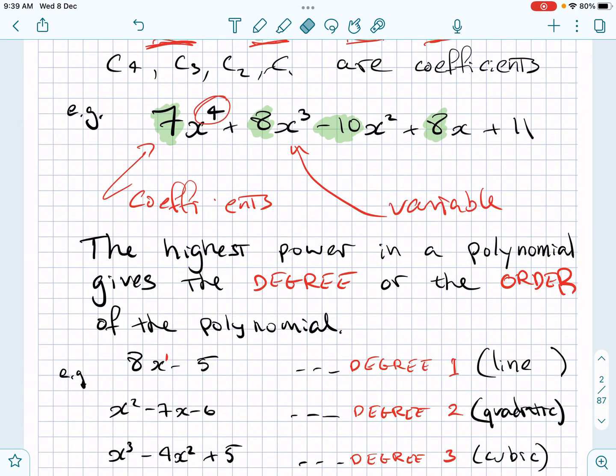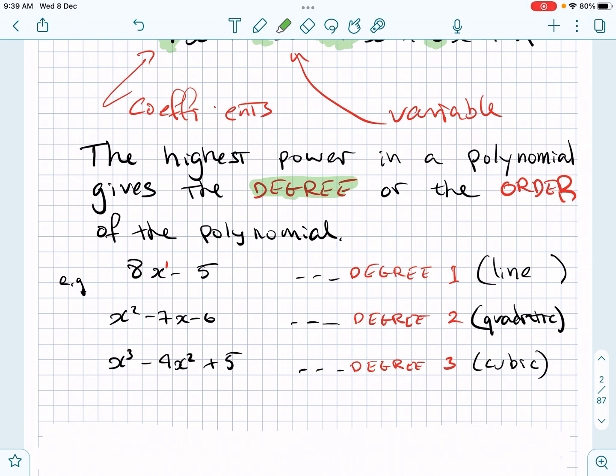We define a polynomial by its degree, and that's the highest power of x we can see, the highest order of the polynomial. So the one cited above there has degree 4, and these ones I've given you here, of course. If it's just 8x, the degree is 1, x squared has degree 2, a cubic has degree 3. The other terms may be there, they may not be there. It's the highest power defines its degree, okay?